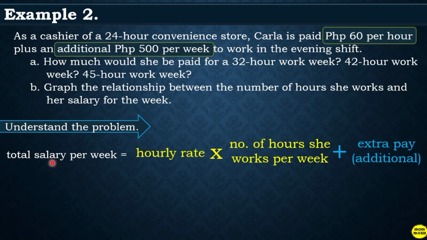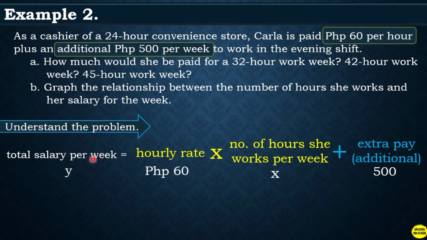So, therefore, yung total salary niya per week, that is your Y. We will represent the total salary niya per week as Y. And then, yung hourly rate niya, yung bayad sa kanya kada oras is 60 pesos. Okay. So, ita-times natin yung 60 saan? Kung ilang oras siya nagtrabaho sa loob ng isang linggo. Okay. So, X yun. Yun ang hindi natin alam. So, 60X. Plus, ito, fixed ito, kasi lagi siyang may additional na 500 pesos for working in the evening shift. Okay. So, ito po ang dapat alam natin, intindihin natin mabuti ang problem.